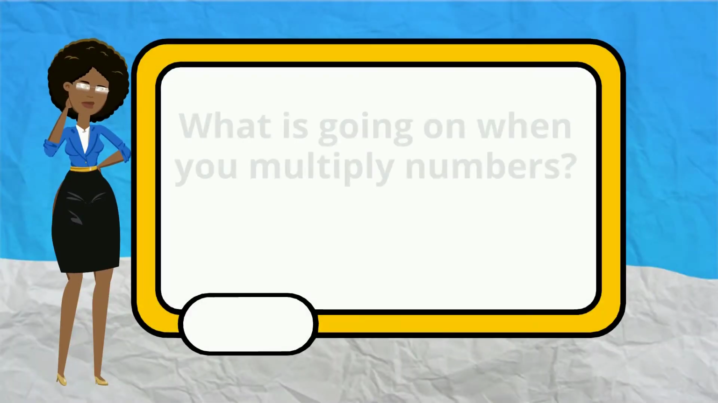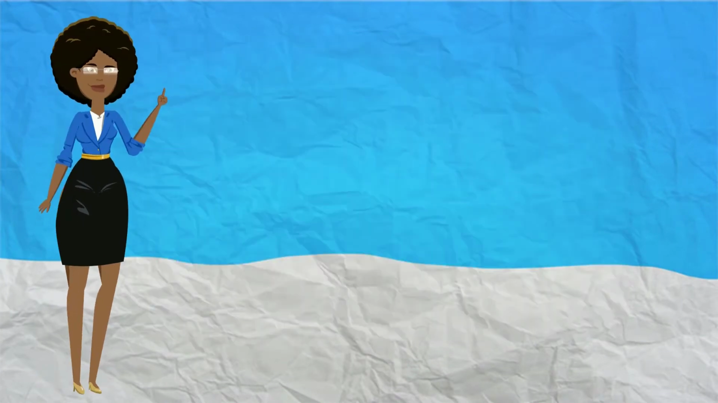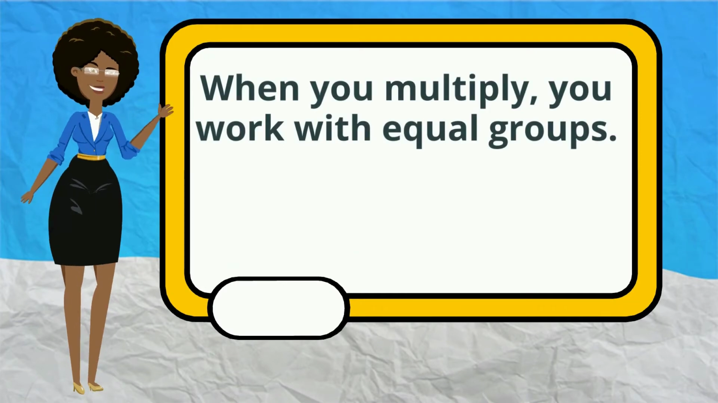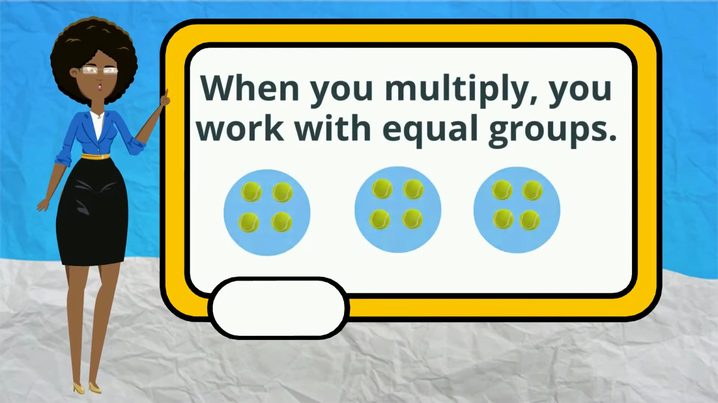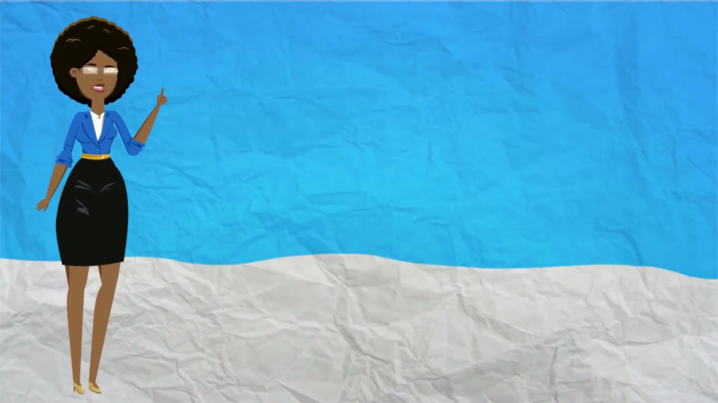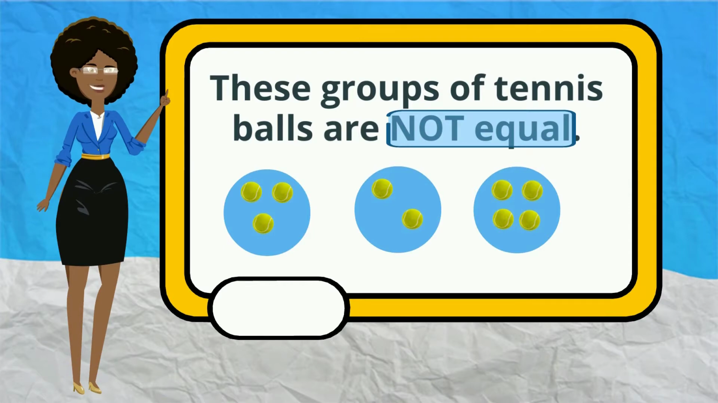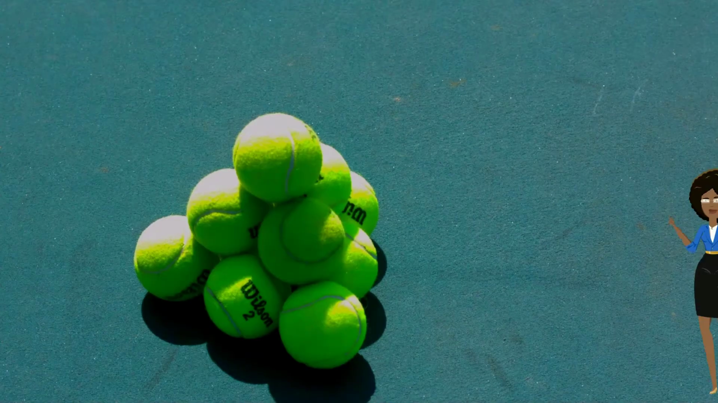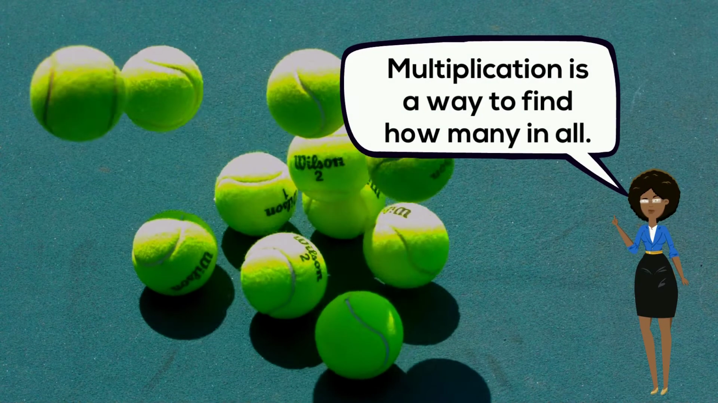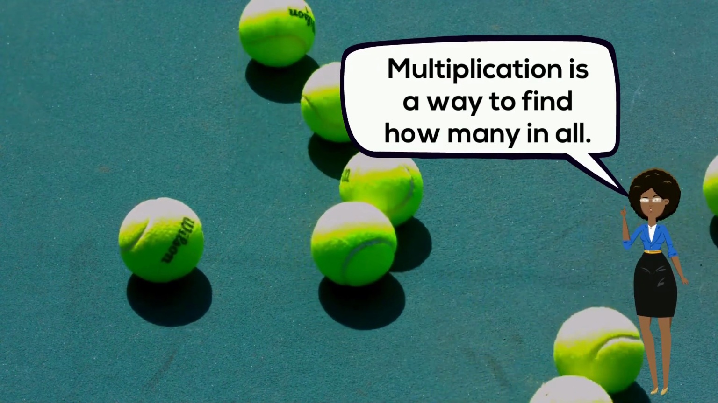So let's put it all together. What is going on when you multiply numbers? Well, when you multiply, you work with equal groups. These groups of tennis balls are equal, and these groups of tennis balls are not equal. Multiplication is a way to find how many in all. Multiplication means combining equal groups to find the total number of objects.